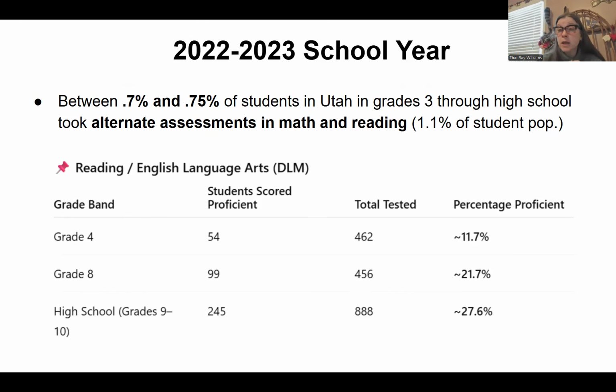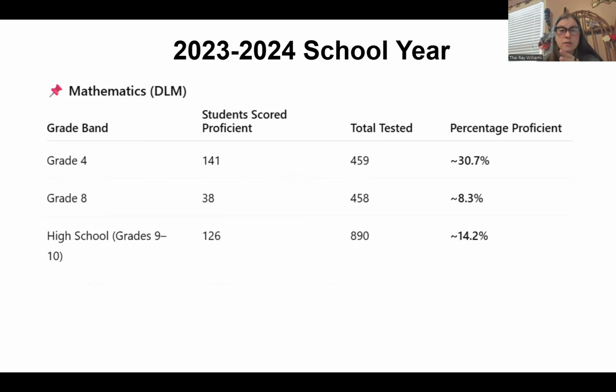So now let's look at math, and then I want you to compare yours to our math scores. So in Utah in 2024, oh, that's not 23, it's 22, 24. I tried to find 23 and 24 and could not. So in 22, 23, you can see that in elementary school, 30.7% of our students were proficient in math in fourth grade. Now that sounds exciting because reading was only 11.7.